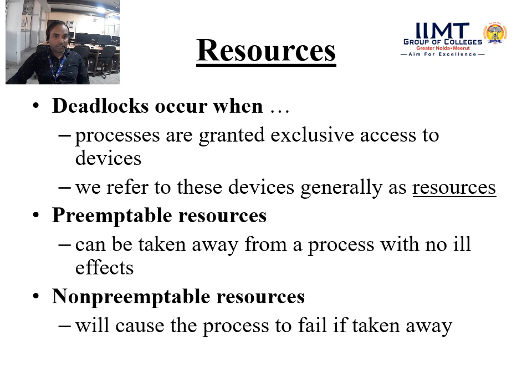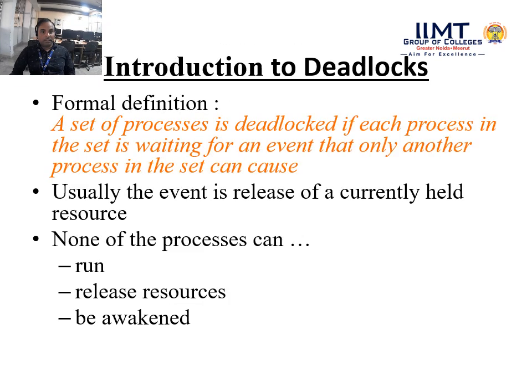So first, processes are granted exclusive access to the devices. We refer to these devices generally as resources. First is a preemptive resource, which can be preempted, that is, the resource may switch from one process to another process. A non-preemptive resource will cause the process to fail, that is, the resource cannot be preempted.